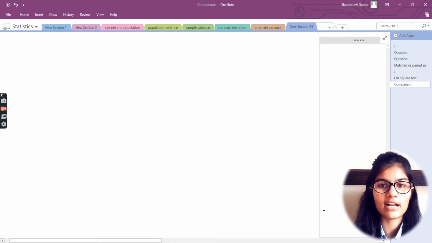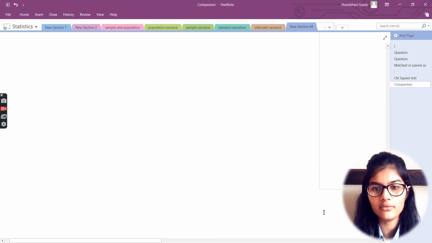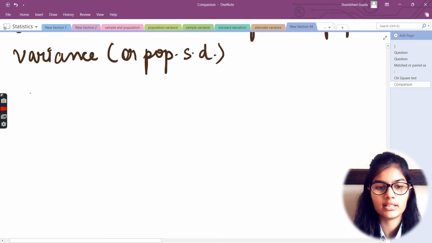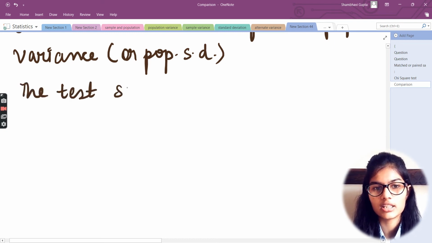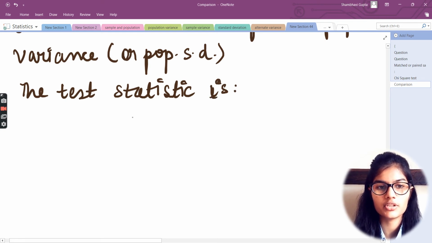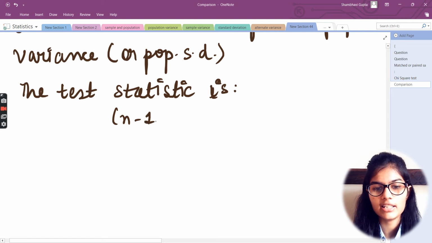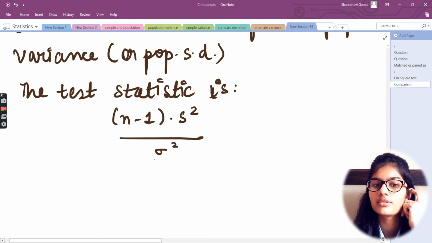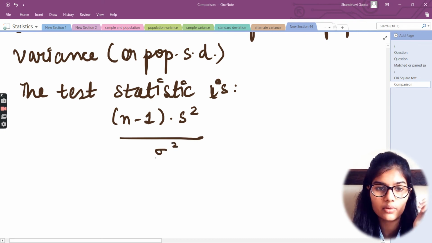Right, now what are the tests that we are having? What's the formula which we have out here? So let me just go above. Right here. Okay. Now let me put on the formula. So the test statistic is, what's the test statistic that we are having out here? So that is n minus 1 multiplication s square divided by sigma square. So this is the test statistic which we are having out here.